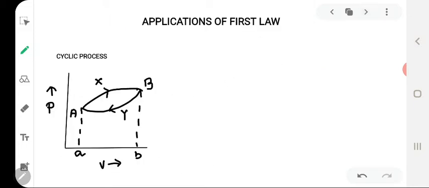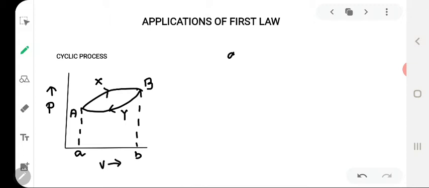Let us understand some applications of the first law of thermodynamics. First of all, let us apply it to a cyclic process. Now, in a cyclic process, the system returns to its initial state at the end of the cycle. As you can see in the graph, this shows a cyclic process in which the system proceeds from the state A to B along the path X and then returns back to the initial state A along the path Y. Obviously, the change in internal energy of the system along the complete cyclic process is 0.